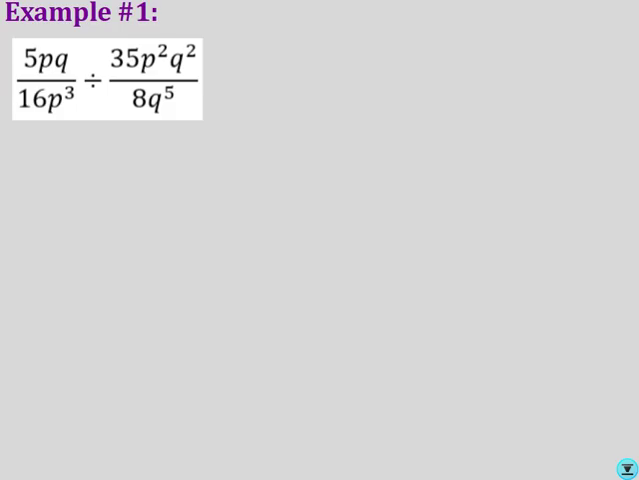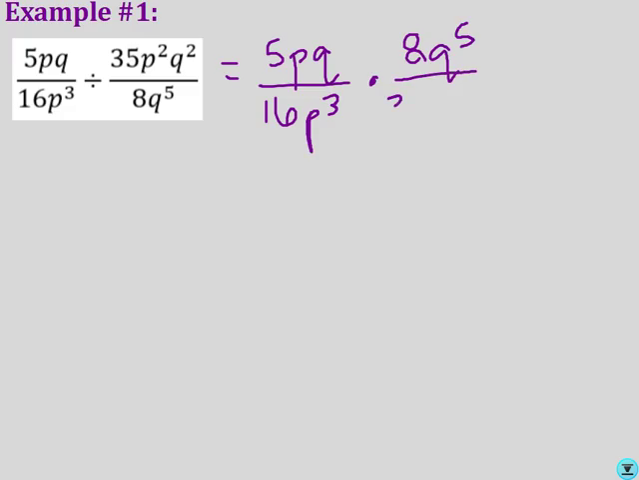We like to go ahead and leave simplifying to the end because even though it's bigger numbers, it's less work for us to have to do. So the first thing we always want to do with division is keep change flip. So keep the first one, 5PQ over 16P3, multiplication, 8Q5 over 35P squared Q squared.